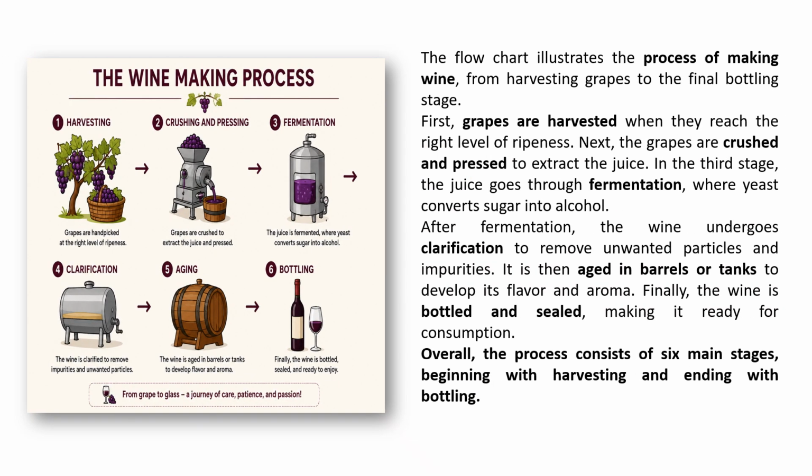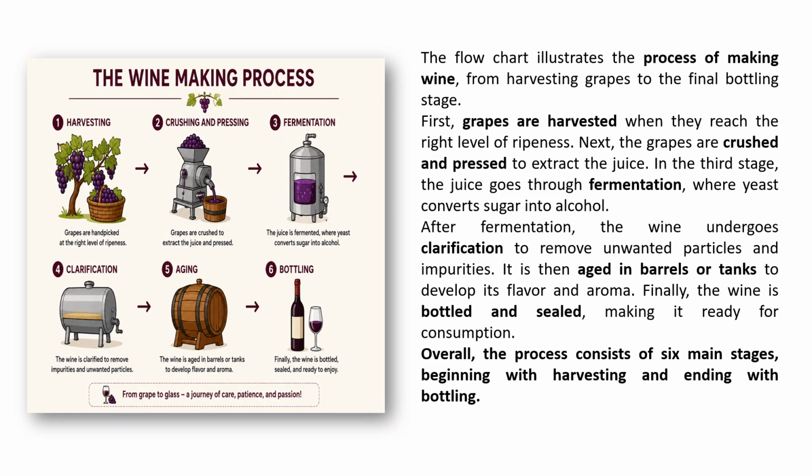The flowchart illustrates the process of making wine, from harvesting grapes to the final bottling stage. First, grapes are harvested when they reach the right level of ripeness. Next, the grapes are crushed and pressed to extract the juice. In the third stage, the juice goes through fermentation, where yeast converts sugar into alcohol.